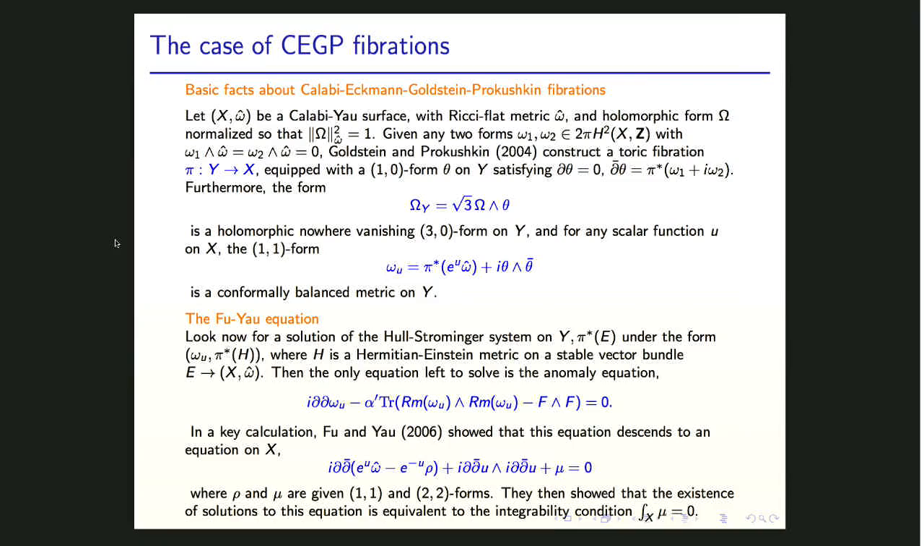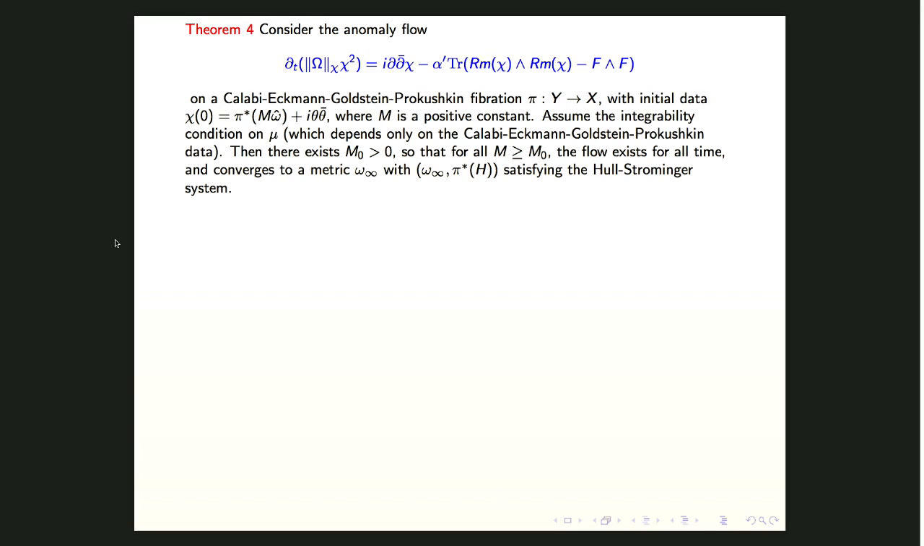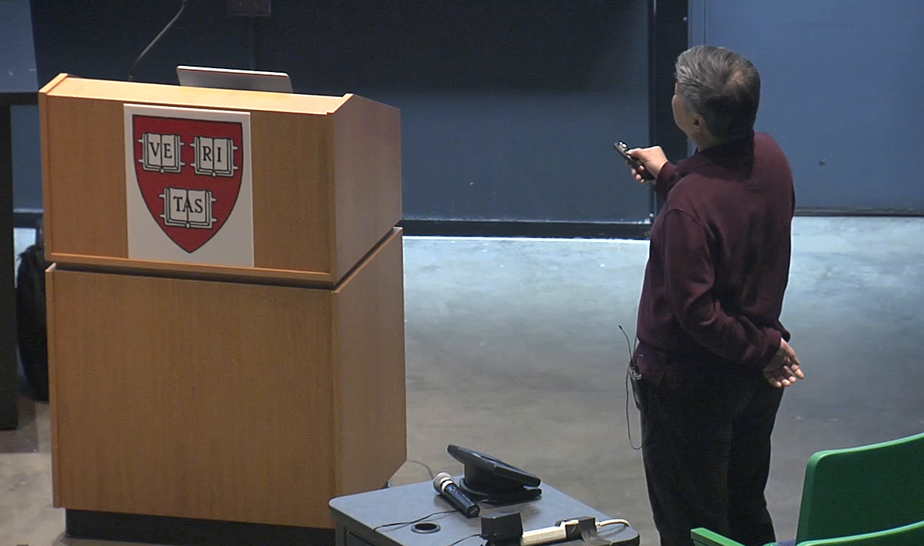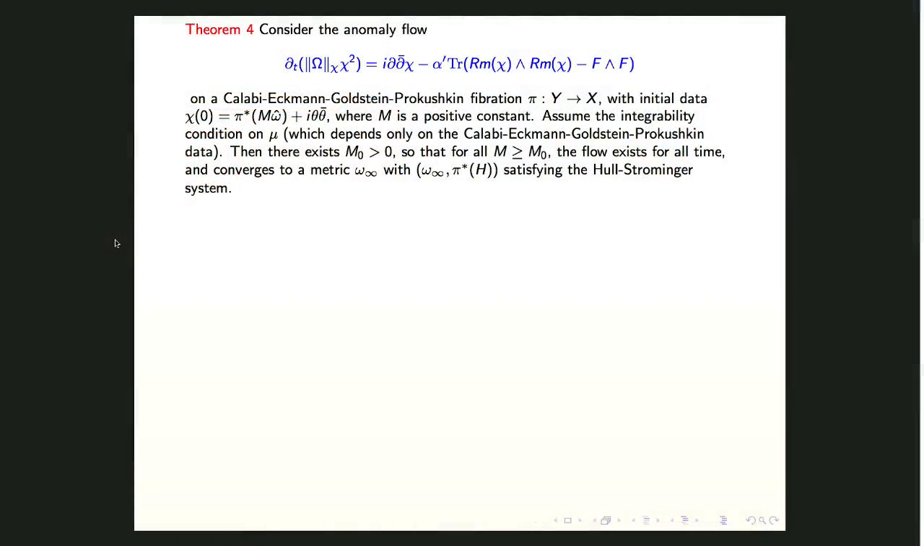All right. So our question is that let us now take this kind of setup, where we know at least that solutions exist, and what will the anomaly flow do in this case? It turns out that the answer is quite nice. If you consider the anomaly flow in this setup, and with an initial data of the kind of metric that was proposed in this ansatz by Goldstein and Prokushkin, then this ansatz is preserved by the flow, and furthermore, the flow exists for all time and will converge to a solution of the whole Hull-Strominger system.